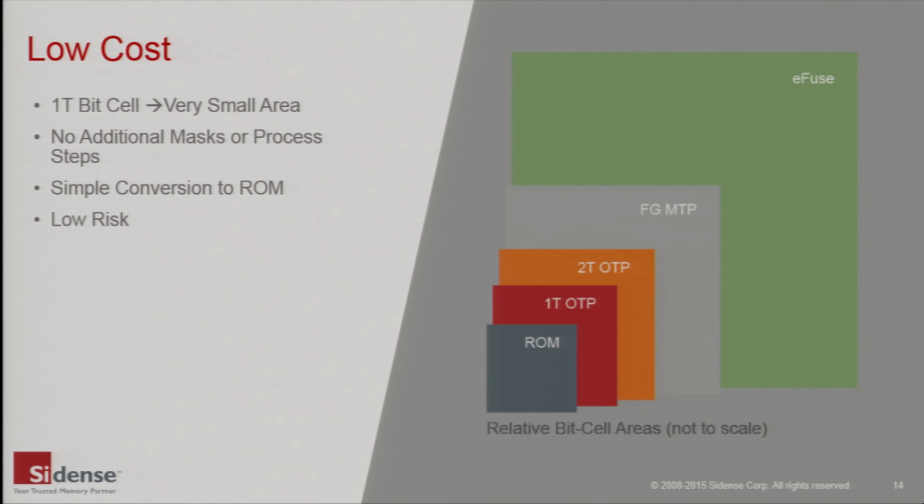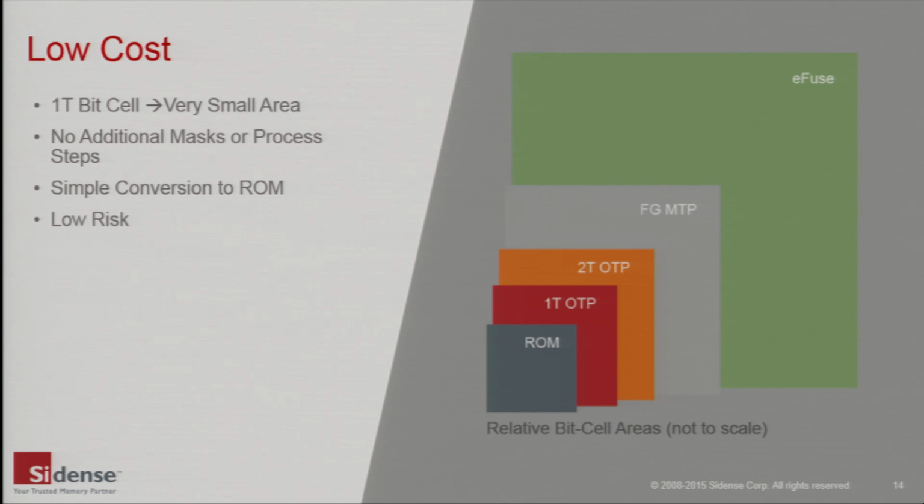Sidense OTP cells use a single transistor per logic bit in single-ended read mode. This minimizes the area of the macro and obviously has a direct impact on wafer cost. Furthermore, embedding Sidense OTP memory on chip does not require any additional processing steps or masks over a standard CMOS process.